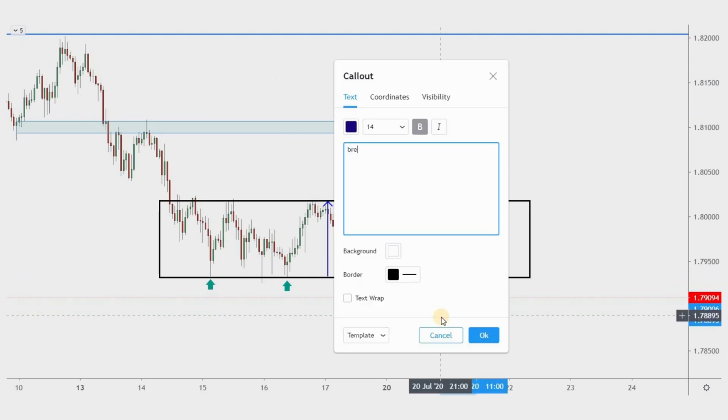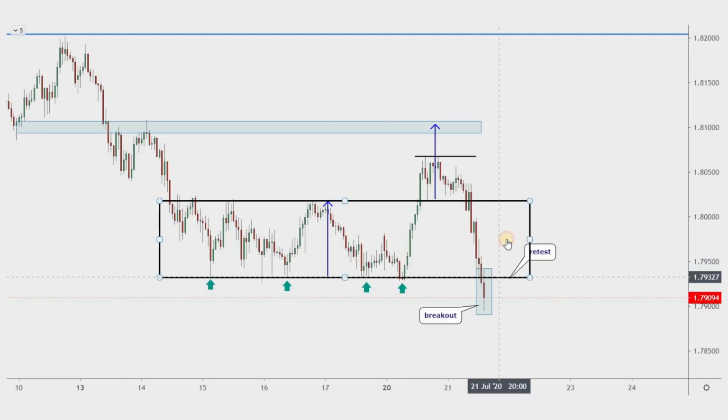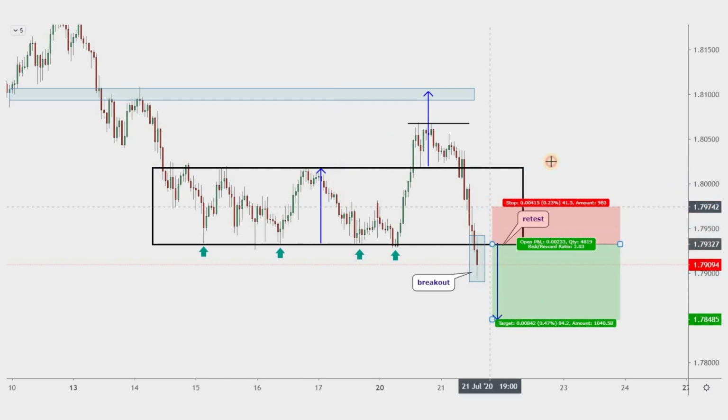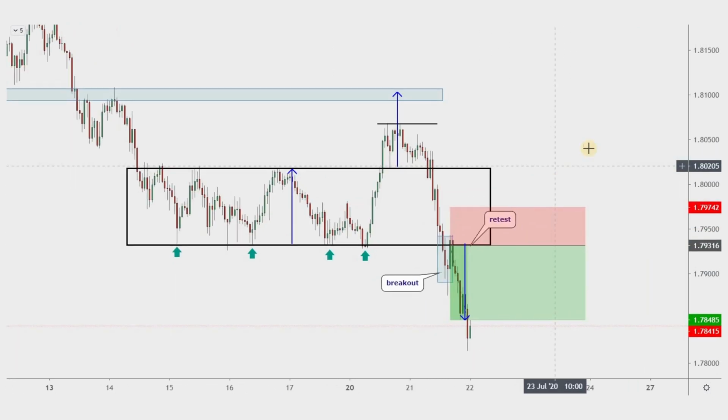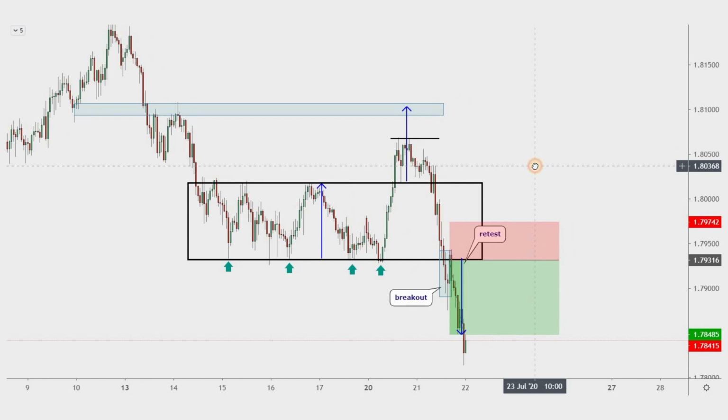This pair offers us again the same scenario but this time in the downside direction. Price breakout, retested and reached the potential target. Rectangle strategy is very effective and if you use it correctly it will bring great results.